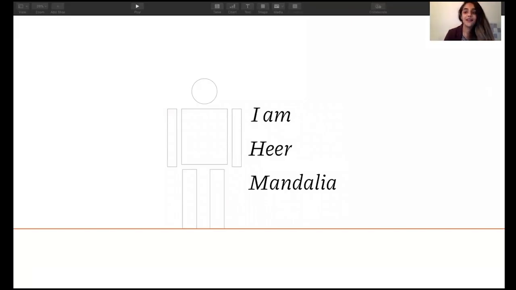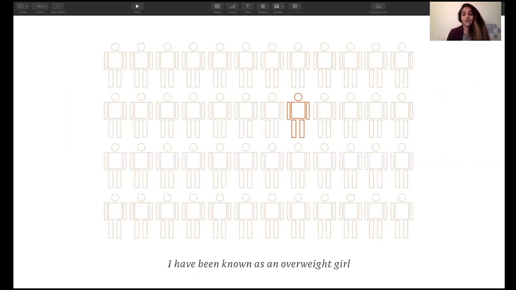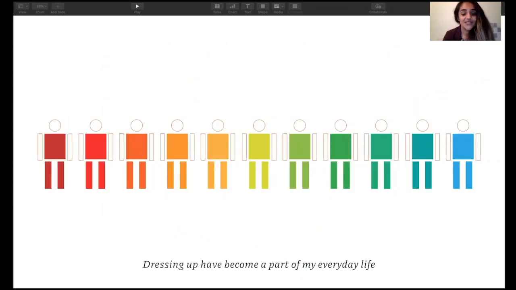Hi, I'm Heer Mandalia. I come from the western part of India where people casually pass comment on your appearance. They'll say, "You look like you're enjoying New York City," which translates to, "You have gained 10 pounds." I've always struggled with my weight. I've been known as that overweight girl in high school, middle school, and even college. And I started using clothing to my advantage. And ever since, dressing up has become a part of my everyday life.